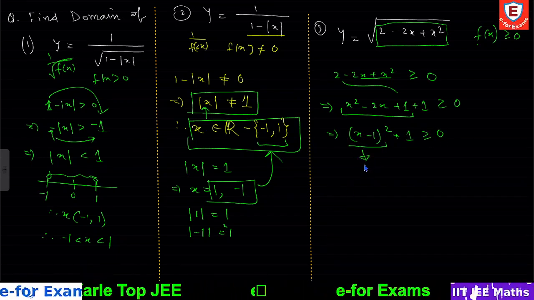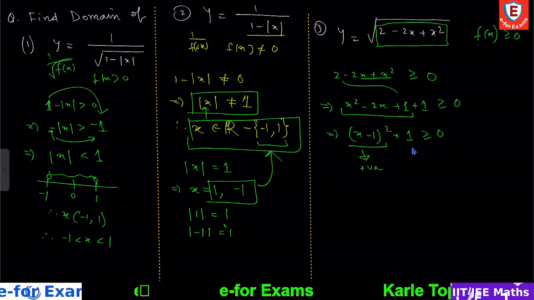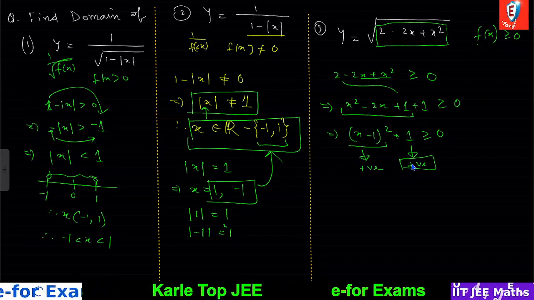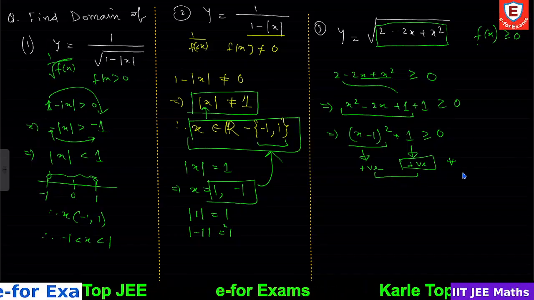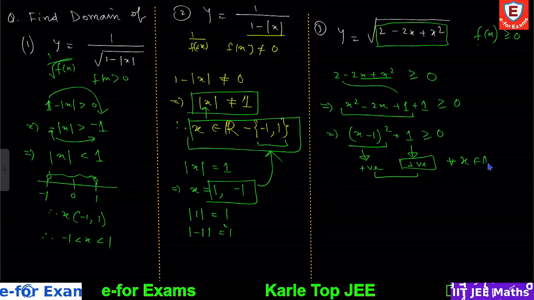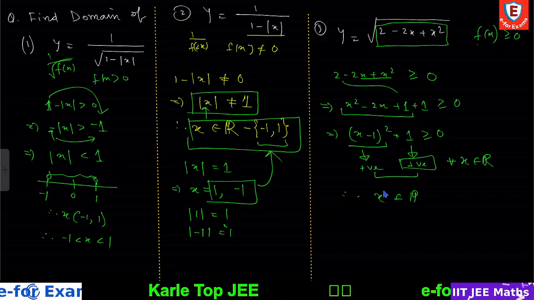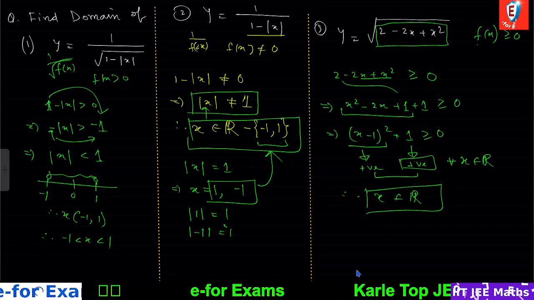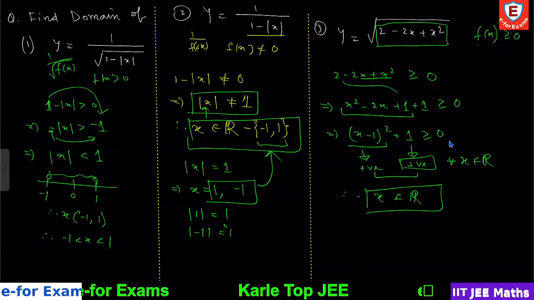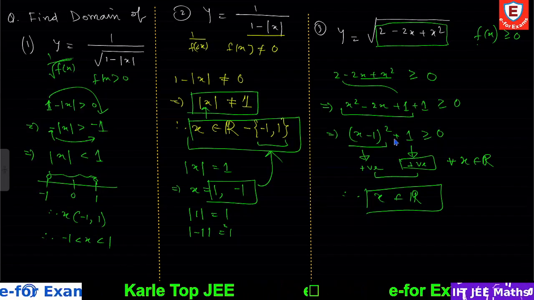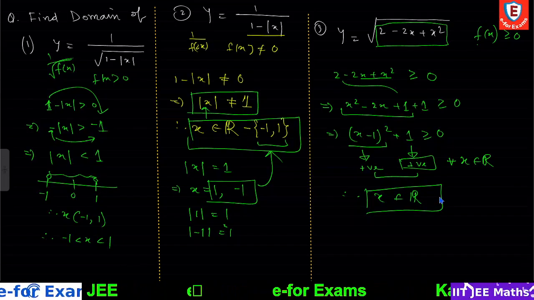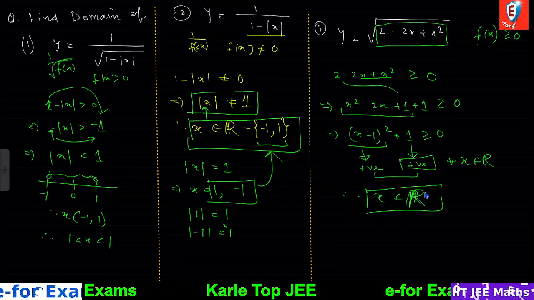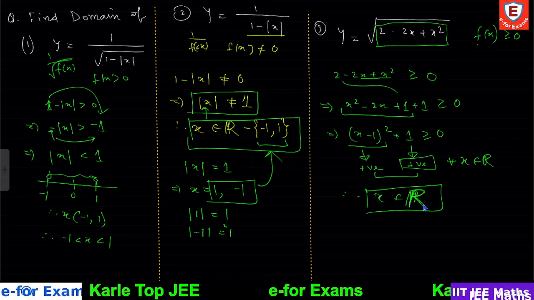This is always positive. Anything squared is always non-negative, and 1 is positive. So this is true for all x in R. Therefore, x belongs to R. This is the answer. Positive plus positive greater than 0 is true in all cases. Or if both are 0, then equal to 0, still true. So the given function is defined for all real x.